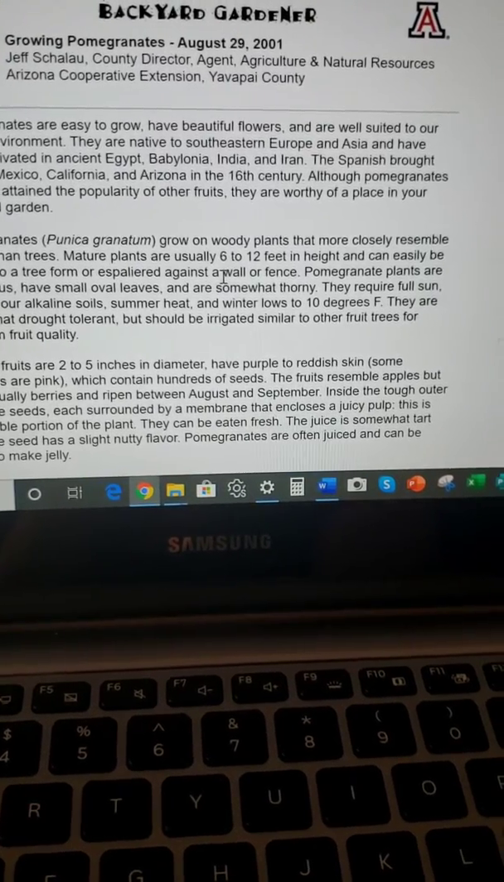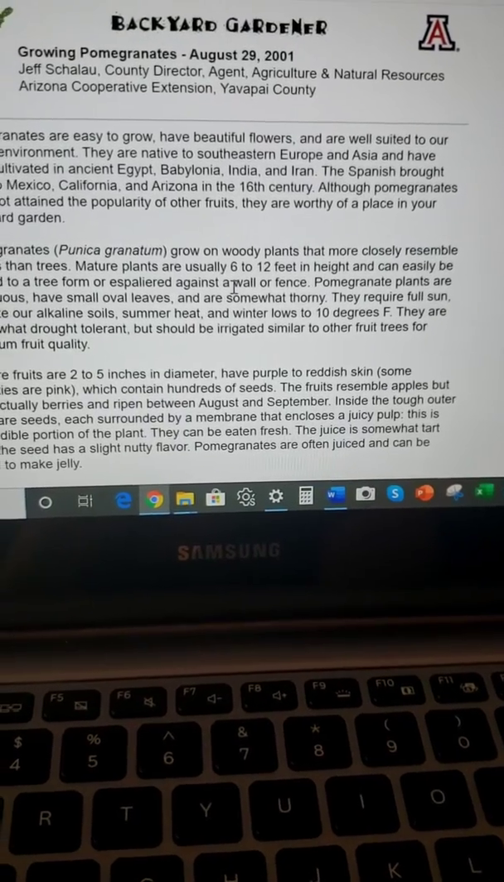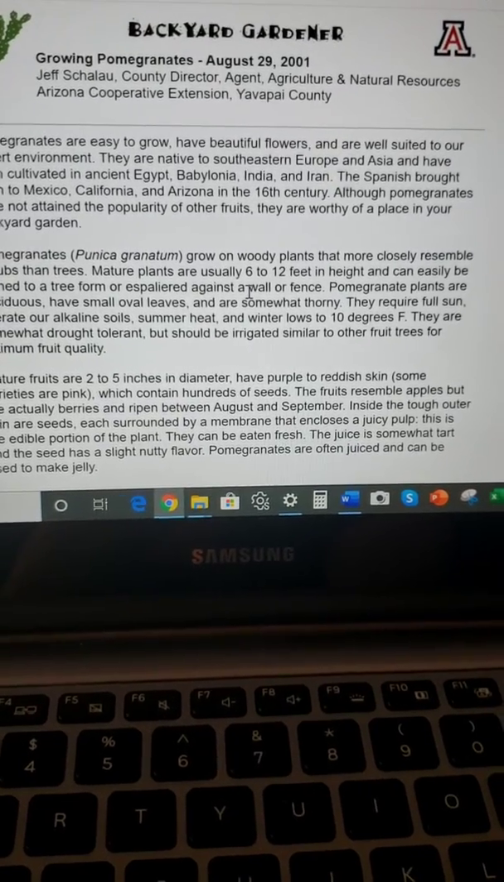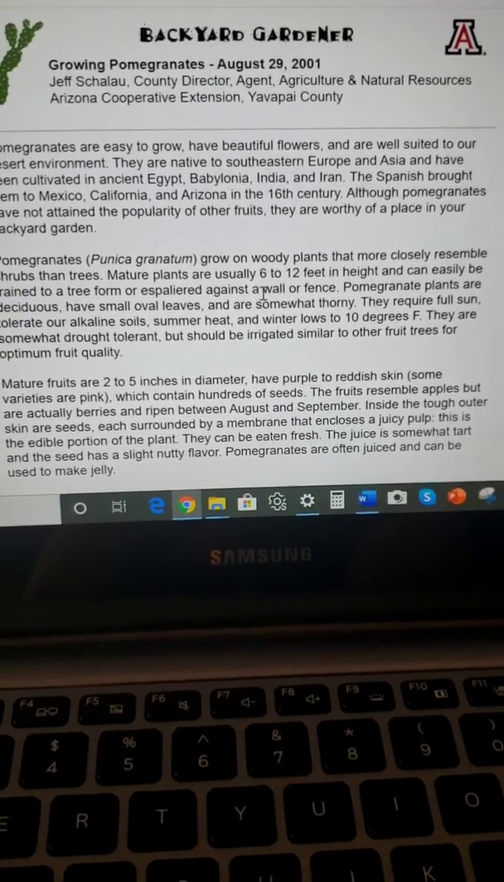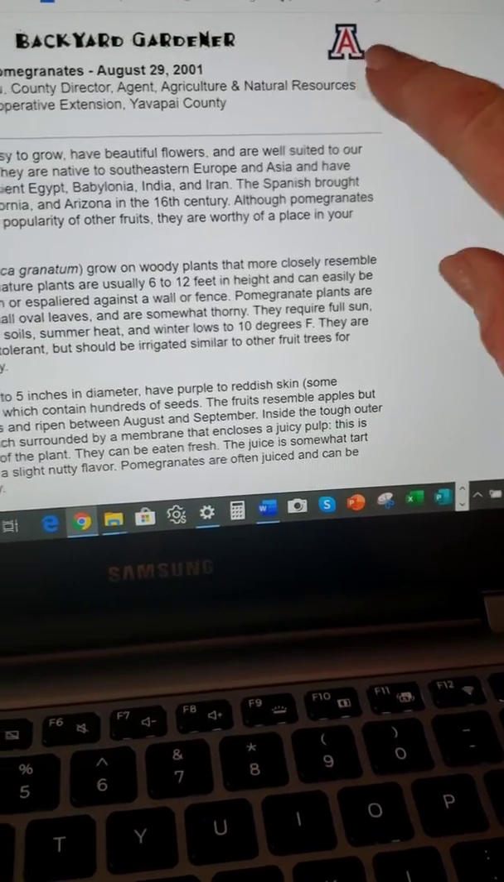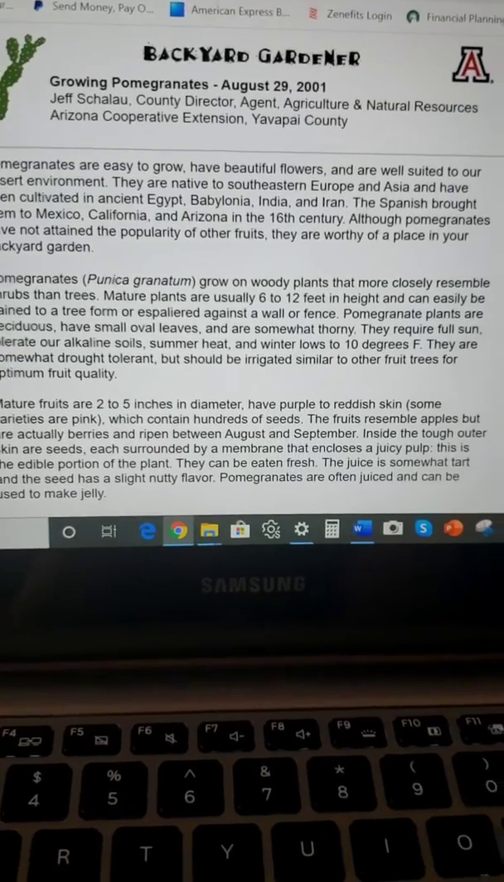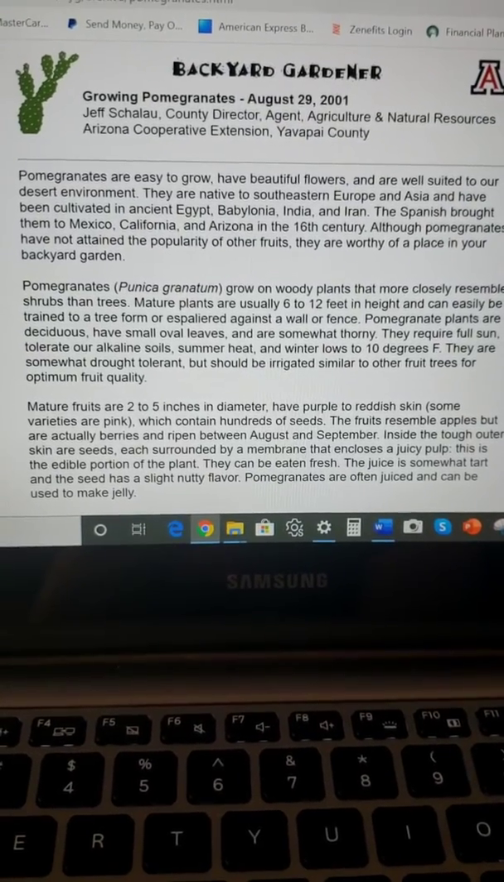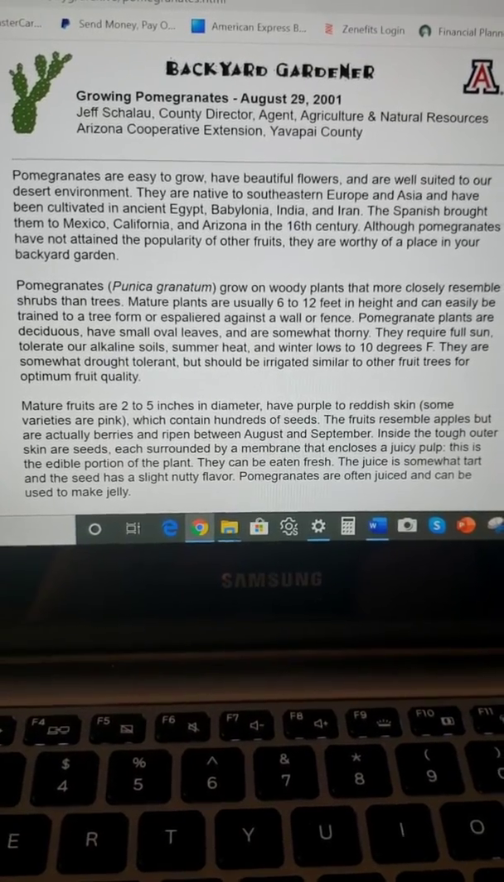And it's from the County Director Agent of Agriculture and Natural Resources in Yavapai County. So that's here in Arizona. And I know that this right here is the University of Arizona symbol. So I'm going to say this is probably a pretty good resource. And it's telling me that pomegranates are easy to grow and they do well in our desert environment.